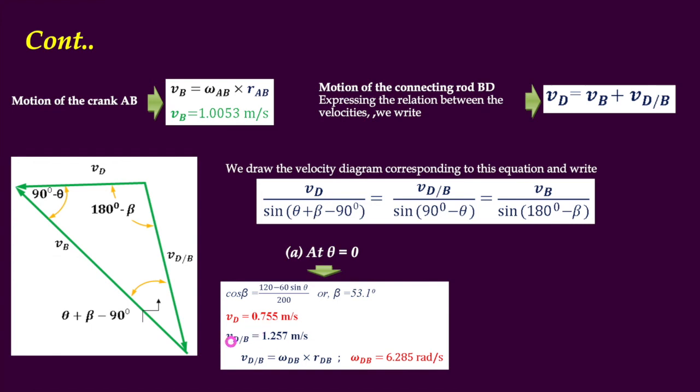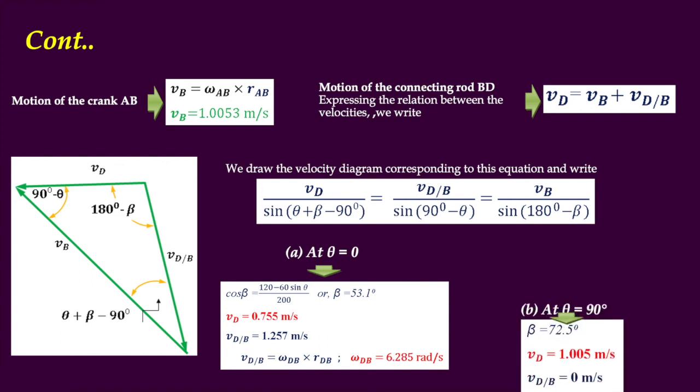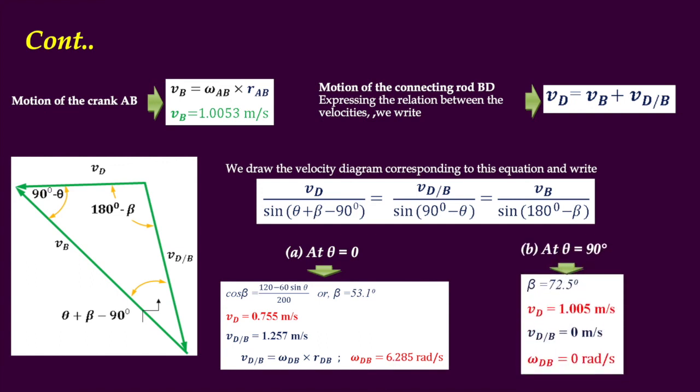And once we have VDB, VDB equals omega R applied for the link DB, and then we get omega DB equals 6.285 radian per second. Similarly, we calculate the value of omega when theta equals 90 degrees. And notice that when theta equals 90 degrees, there is no angular velocity.